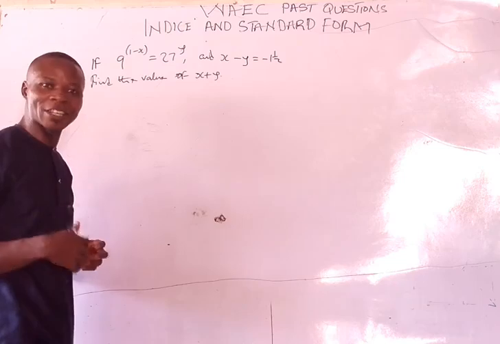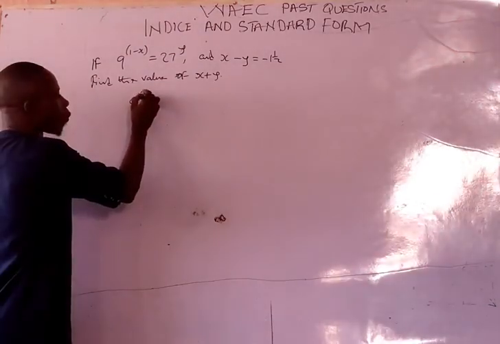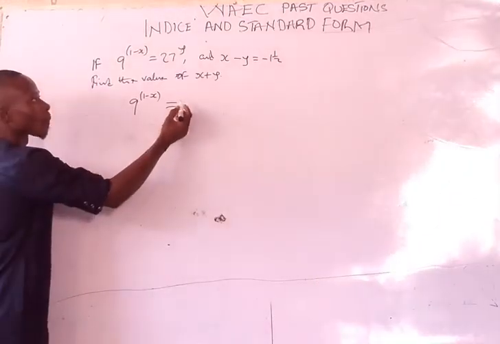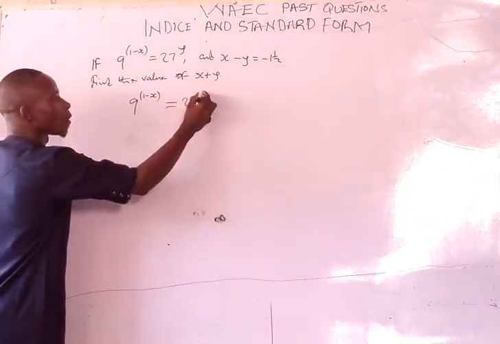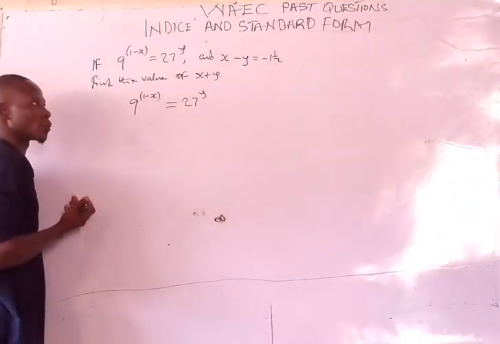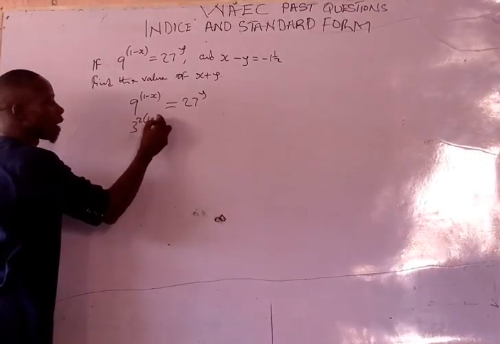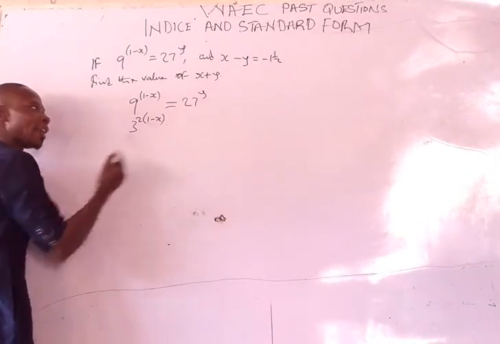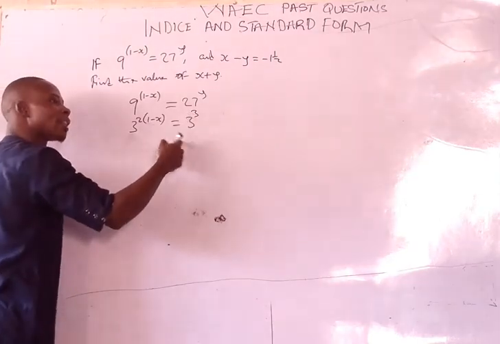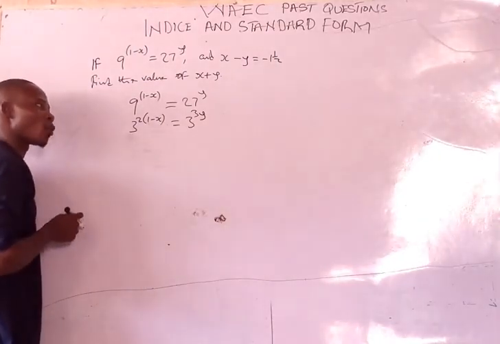Please pay attention. So here we have 9 raised to the power of 1 minus x, equal to 27 raised to the power of y. Let's deal with this one first. This will be 3 raised to the power of 2, open bracket, 1 minus x, equals 3 raised to the power of 3, because 3 times 3 times 3 is 27. So this will give us 3 raised to the power of 3y.